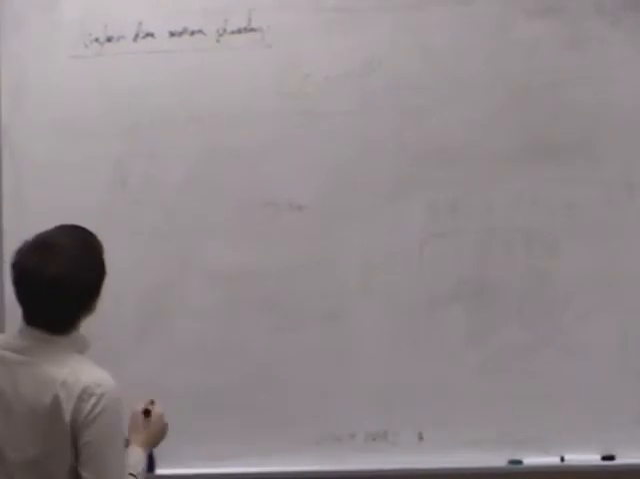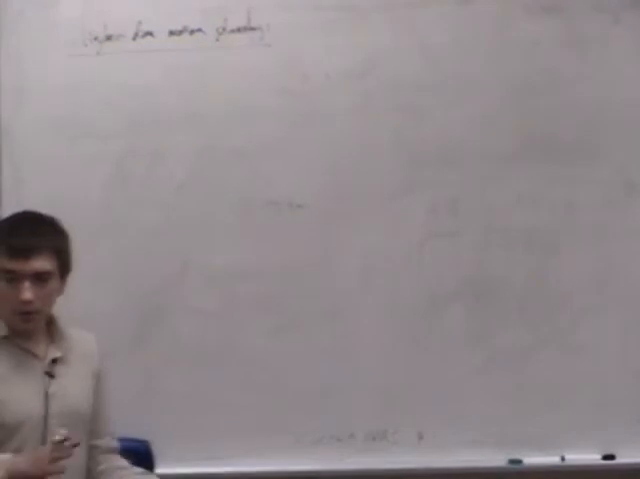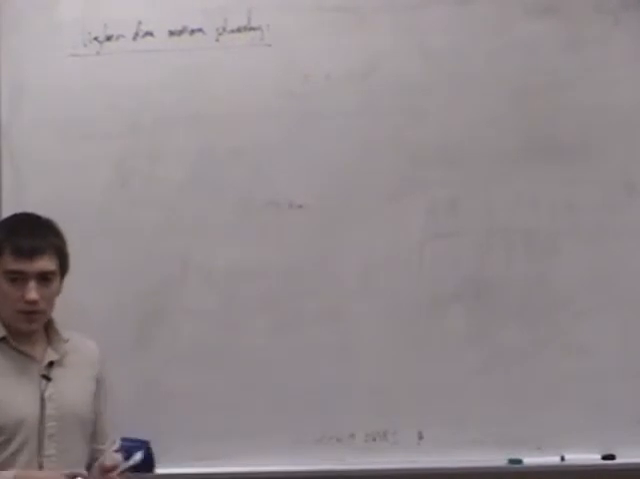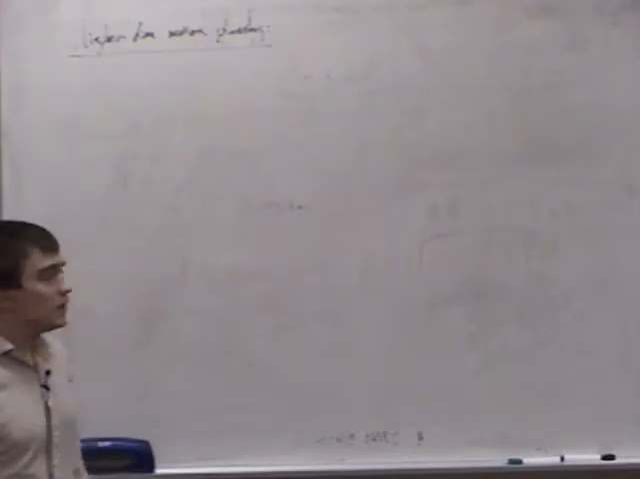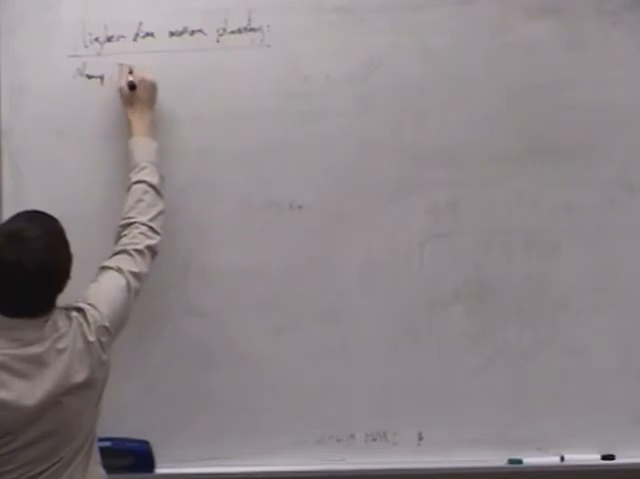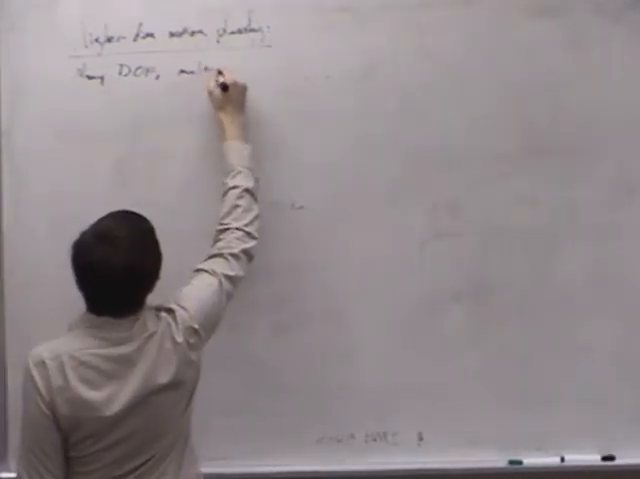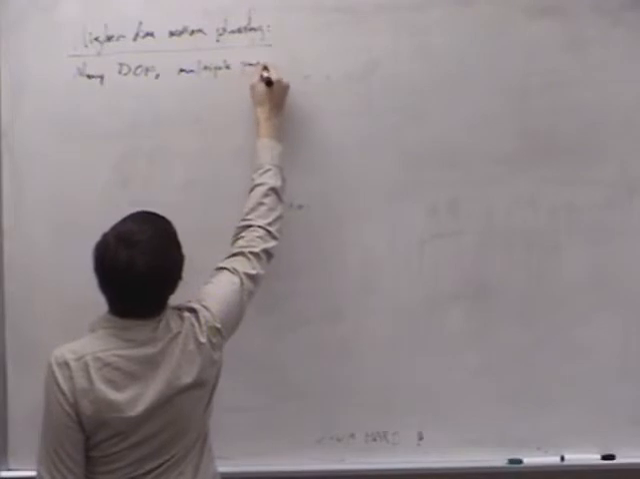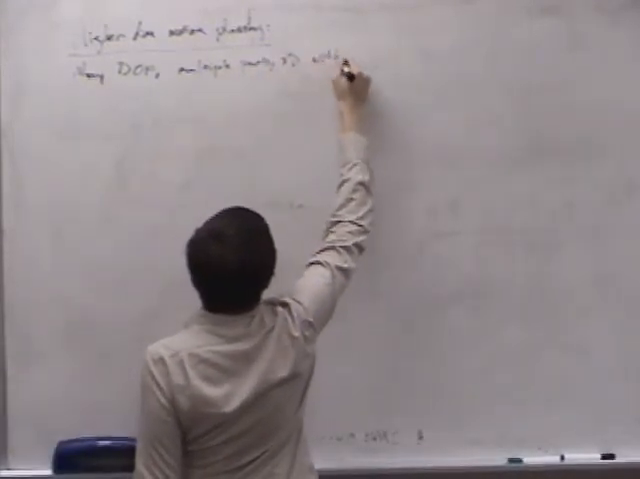So this would basically be like motion planning for 3D with rotations, or for robots with many different degrees of freedom. So you have to figure out how each joint is going to move. So many degrees of freedom, multiple parts, 3D with rotations, maybe.